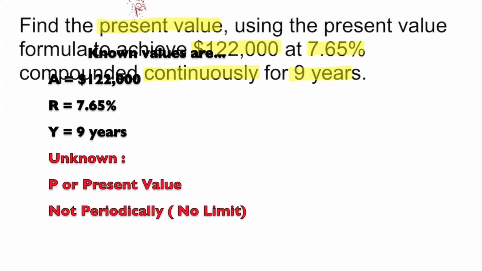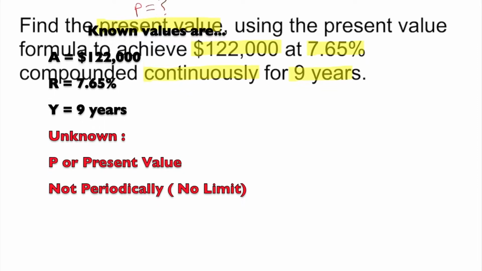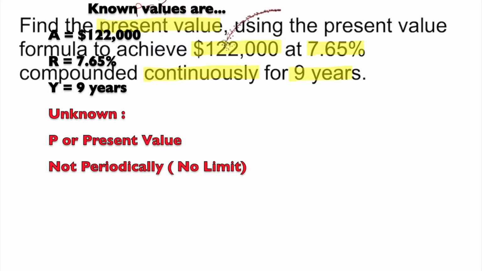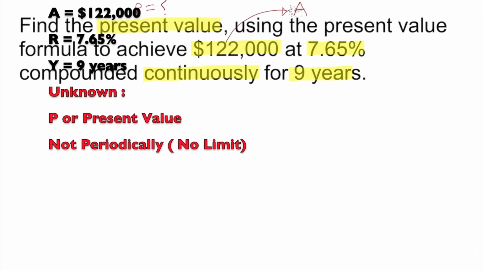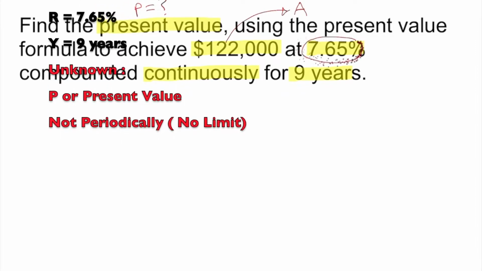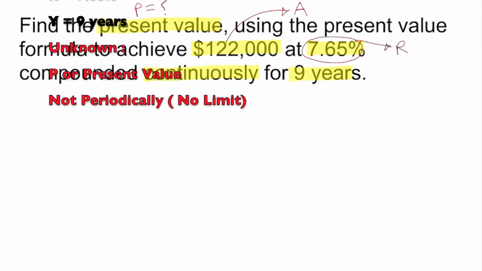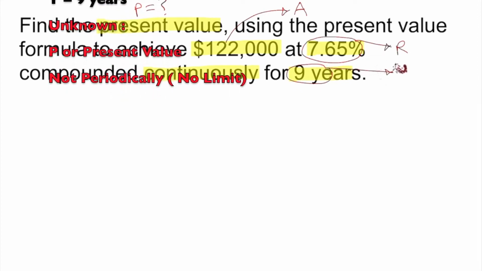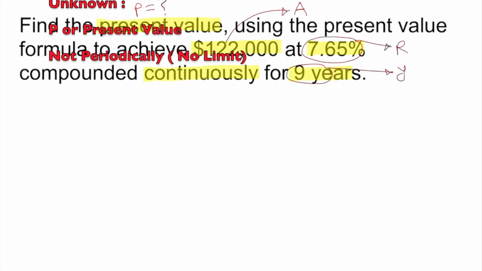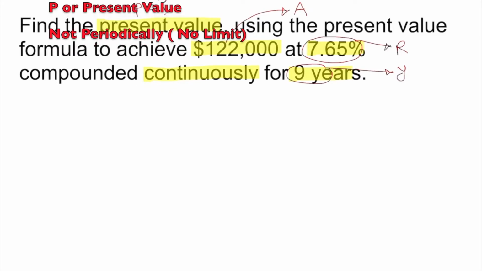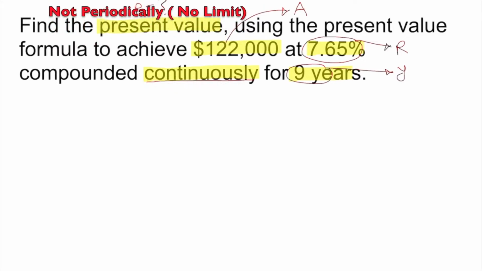So the present value we don't know, that's unknown, and the amount is given, and this is the rate, and this is the year. So these are given to us actually. Now also there is another clue, the continuous is also given. Once we have this information, we know the continuous formula.